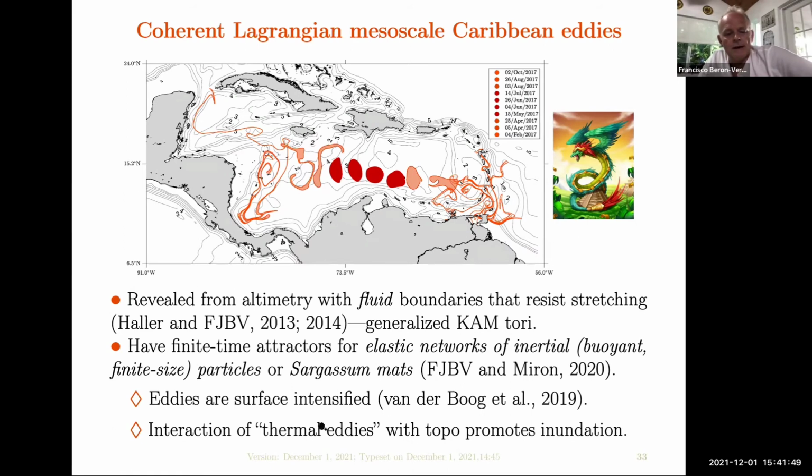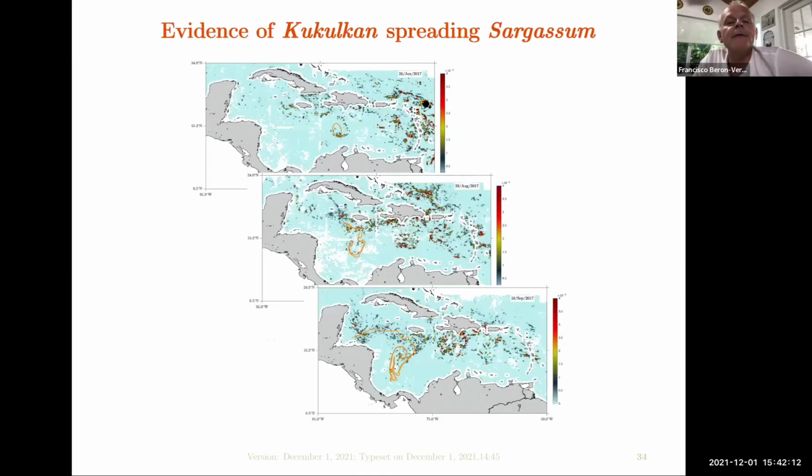Okay, so one thing to have in mind is that these vortices are known to be surface intensified. So in principle, by theory, they should be able to bypass this topographic object quite easily. And we proposed a reason why they become unstable. Evidence for Kukulkan spreading Sargassum: it captures Sargassum here, according to the theory, interacts with topography and spreads Sargassum over the coast.